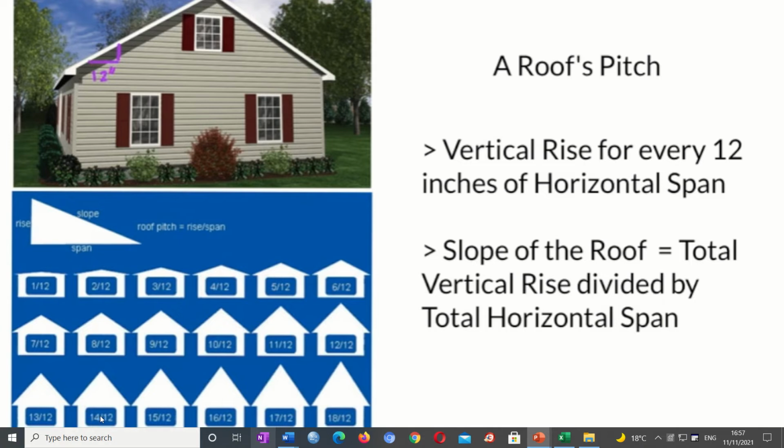Here, for example, 14/12. It's more than 1. Do you understand that it's more than 1? So this is a bigger roof. So what is this 14 and what is this 12? 14 is rise and 12 is run. In fact, it's slope. So these are everyday life examples where we need this type of knowledge.